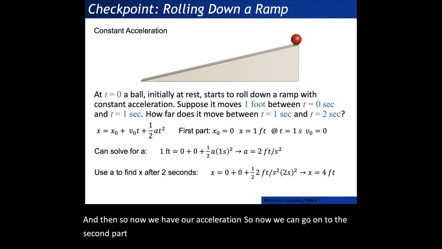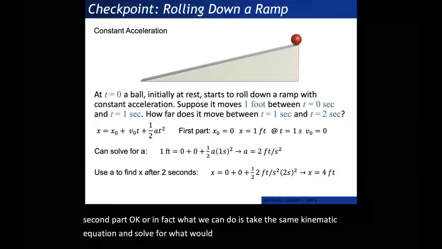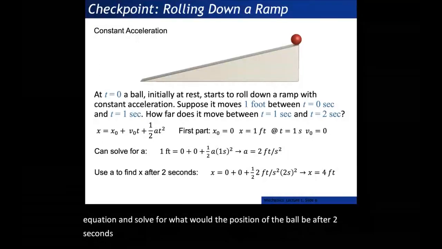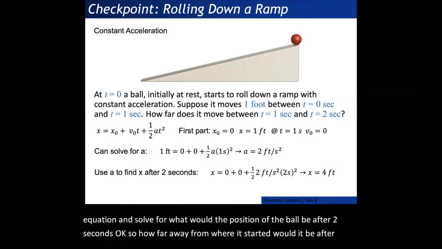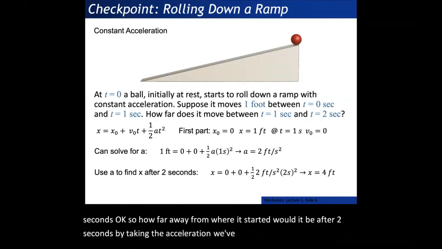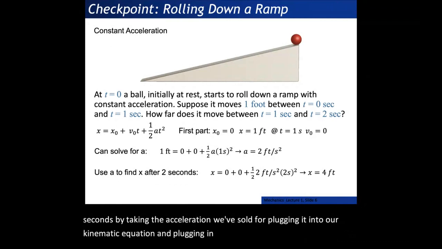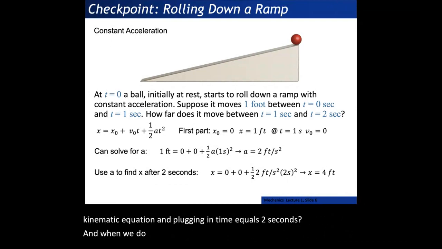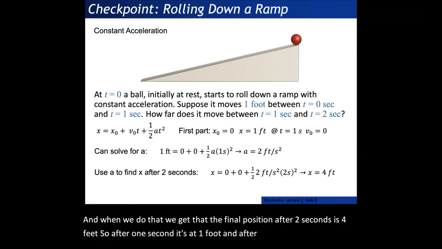Or in fact, what we can do is take the same kinematic equation and solve for what the position of the ball would be after 2 seconds. So how far away from where it started would it be after 2 seconds, by taking the acceleration we've solved for, plugging it into our kinematic equation and plugging in time equals 2 seconds. And when we do that, we get that the final position after 2 seconds is 4 feet. So after 1 second, it's at 1 foot, and after 2 seconds, it's at 4 feet.